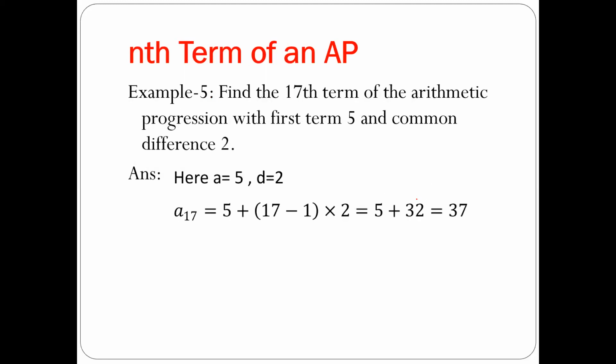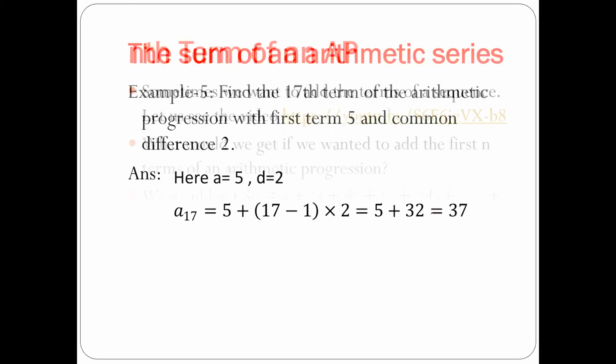Now, fifth example, find the 17th term of the arithmetic progression where the first term is 5 and the common difference is 2. So 5 plus 17 minus 1 into 2, 5 plus 16 into 2, 5 plus 32 is equal to 37.